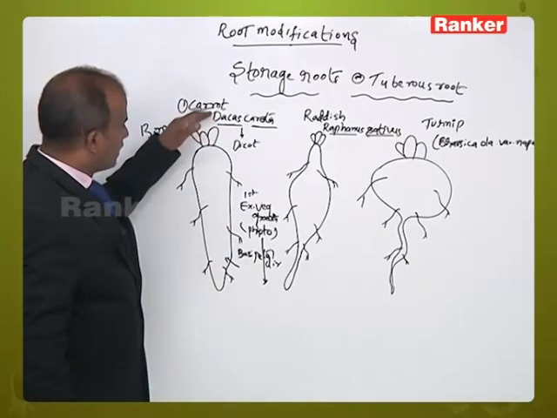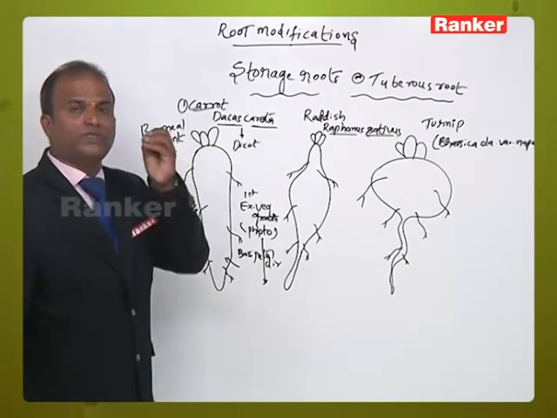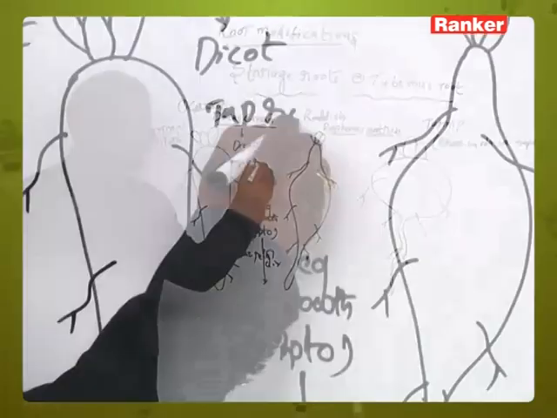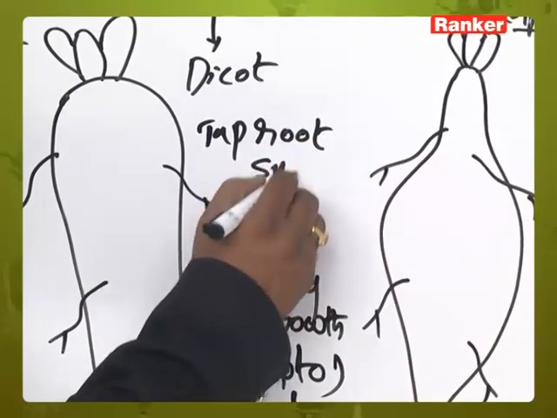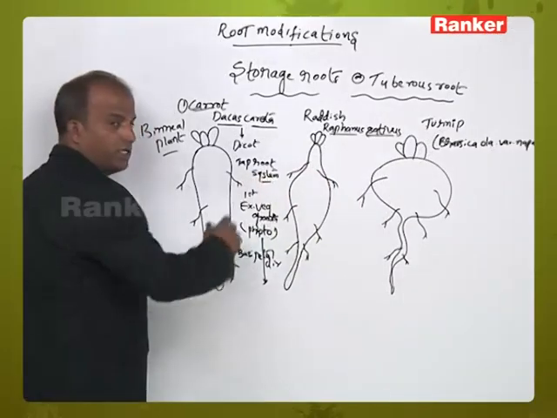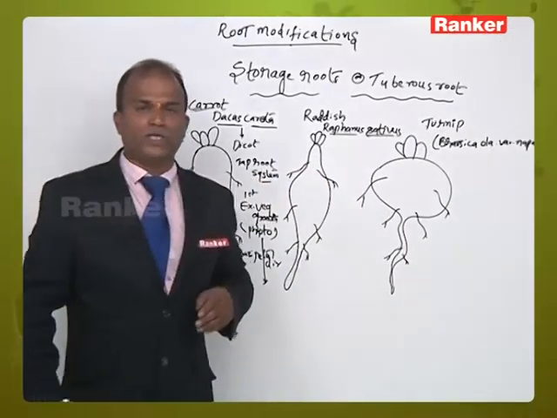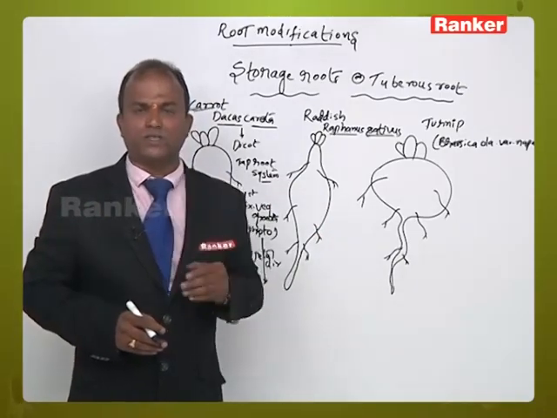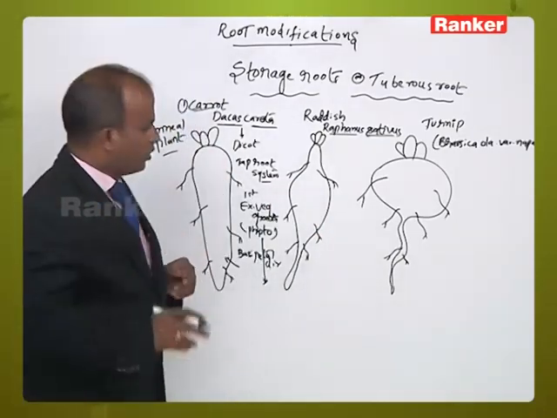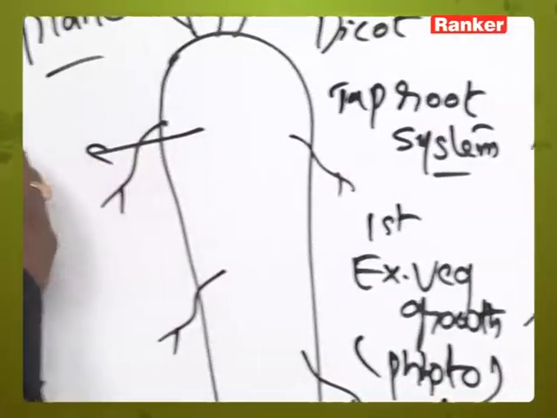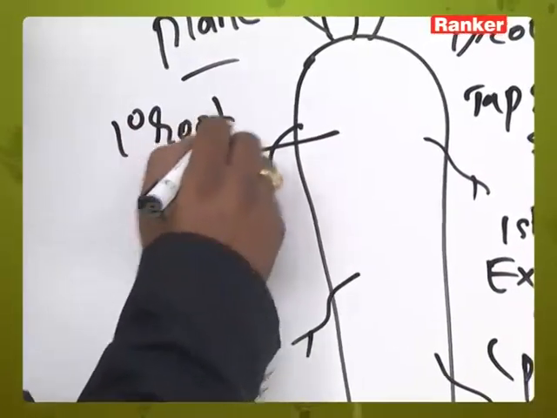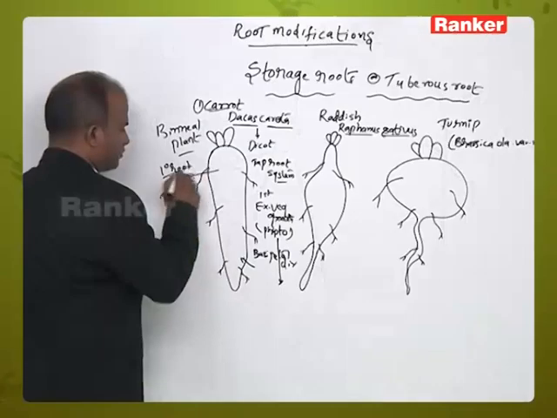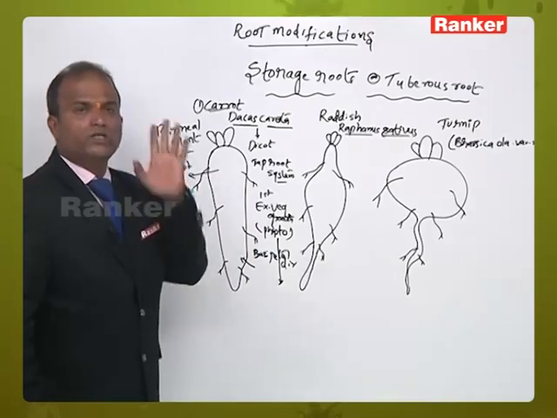In this carrot plant, Daucus carota, which type of root system is shown? As it is a dicot, it shows a taproot system. In the taproot system, which part stores food material? The complete taproot system stores food? No, that is a wrong answer. Only the primary root, the taproot, stores food materials.